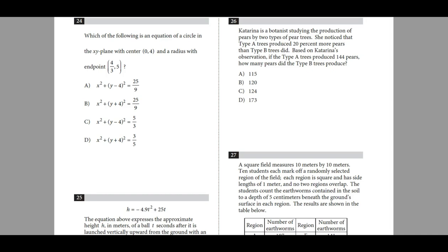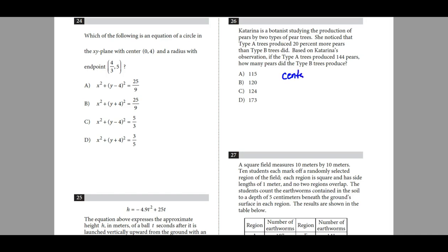All right, number 24, getting a little bit tougher here. Looking at which defines the equation of a circle in the xy plane. So first, let's go over the equation of a circle, how you write the formula for it.